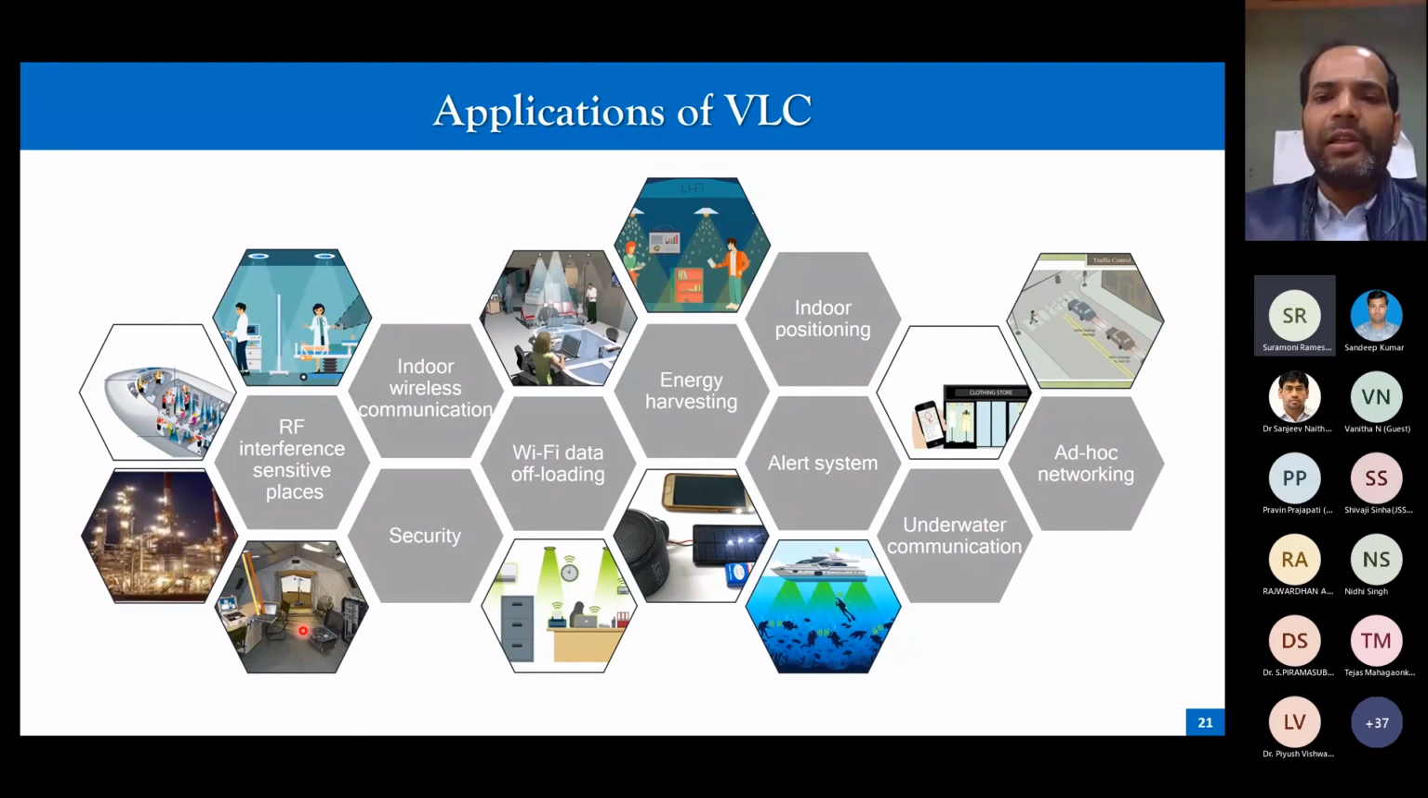Applications of VLC. VLC can be used for various purposes. The thing that we are focusing on in this lecture is indoor wireless communication, but it can be used in RF interference sensitive places, for example in hospitals or other places which are very sensitive to RF interference. You can use VLC, it's very secure. We can do some Wi-Fi data offloading. You can use this for energy harvesting, indoor positioning, alert systems, underwater communication, aeronautical networking, and so forth. So there are many applications of visible light communication.